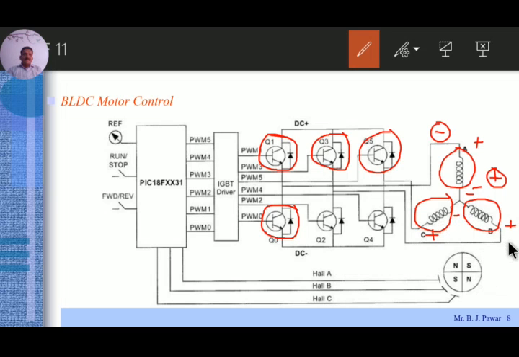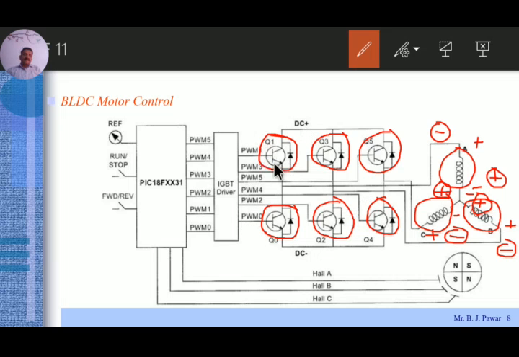Similarly, now coil B should get energized through the next transistor, that is Q2, as shown over here, with reverse polarity like this, and by the last transistor Q4, the third coil, that is phase C, will get energized like this, correct? So basically, what is the need of the BLDC controller over here? Proper PWM sequence should get generated.